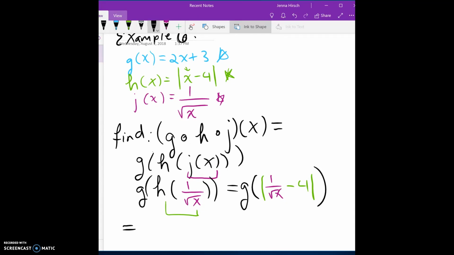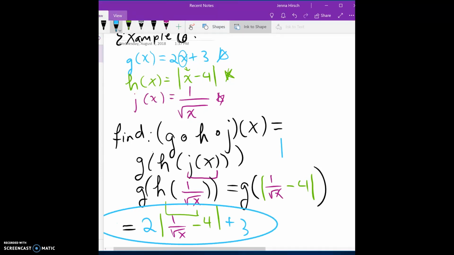So finishing this off, here's our G function, 2. So let's start off with that 2. Okay, so x, remember we're going to replace x with what's in here, which is the absolute value of 1 divided by the square root of x minus 4. And then let's finish off our G function plus 3. So this guy over here in blue is our answer.